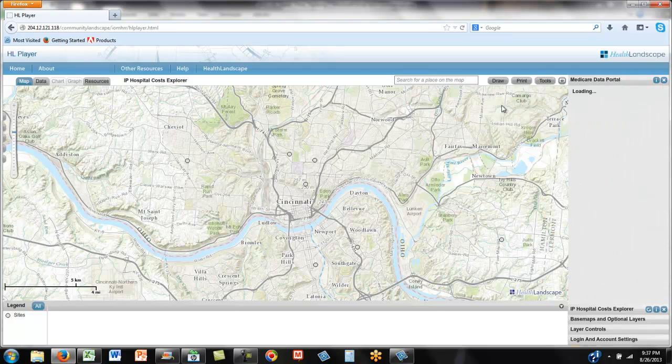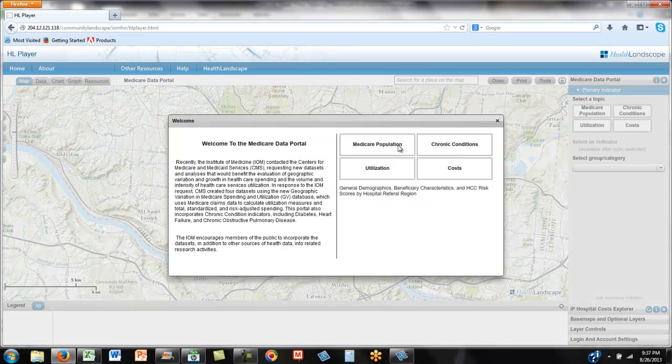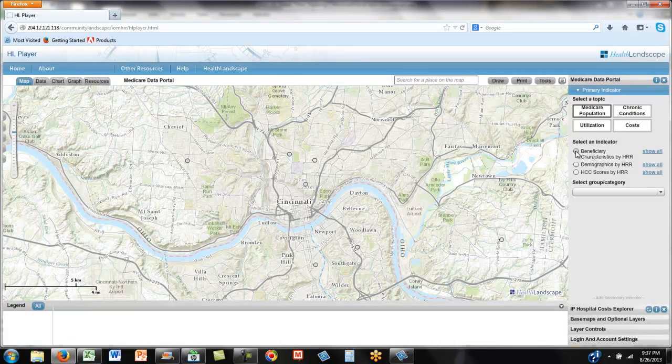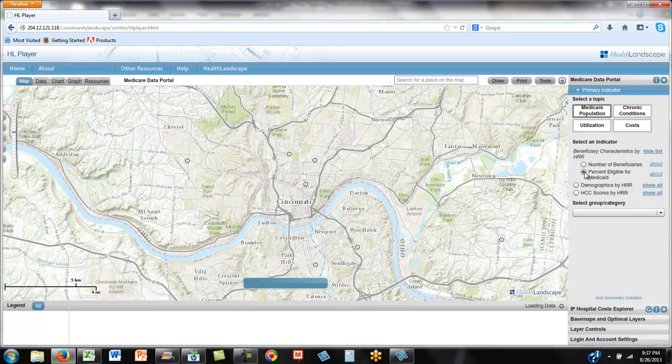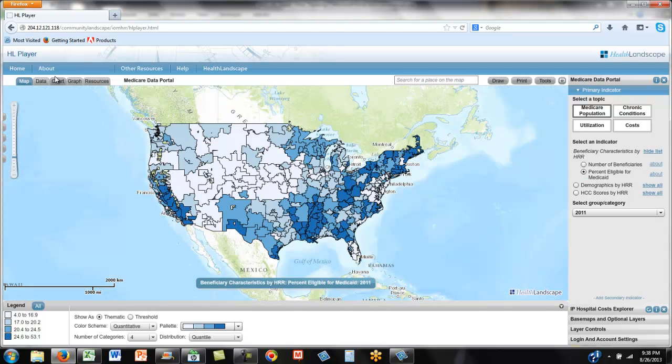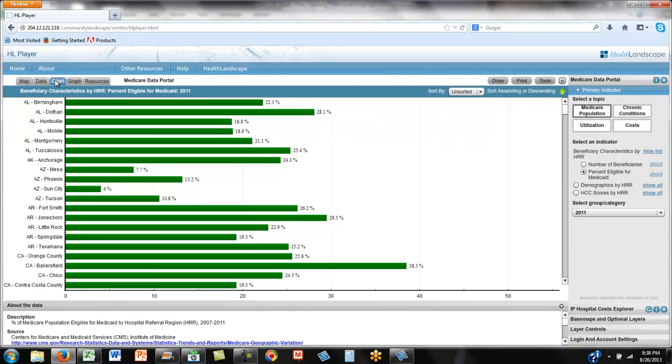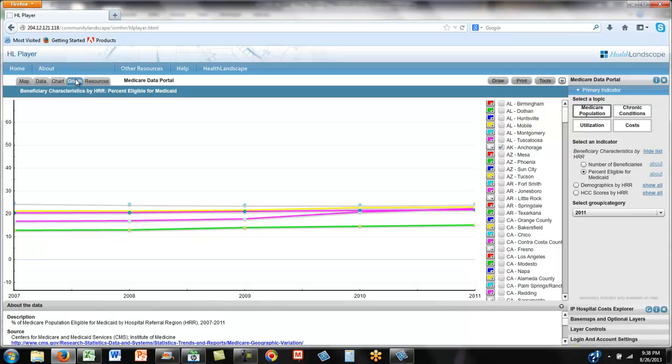Since she's interested in the dual-eligible population, she selects the Medicare population category, then Beneficiary Characteristics by HRR, then Percent Eligible for Medicaid. This shows Maria how the dual-eligible population varies across geographies. Since she's also interested in viewing and exporting the raw data, Maria clicks on the Chart tab to see bar charts of how the data varies by region, and clicks on the Graph tab to see how it changes over time.